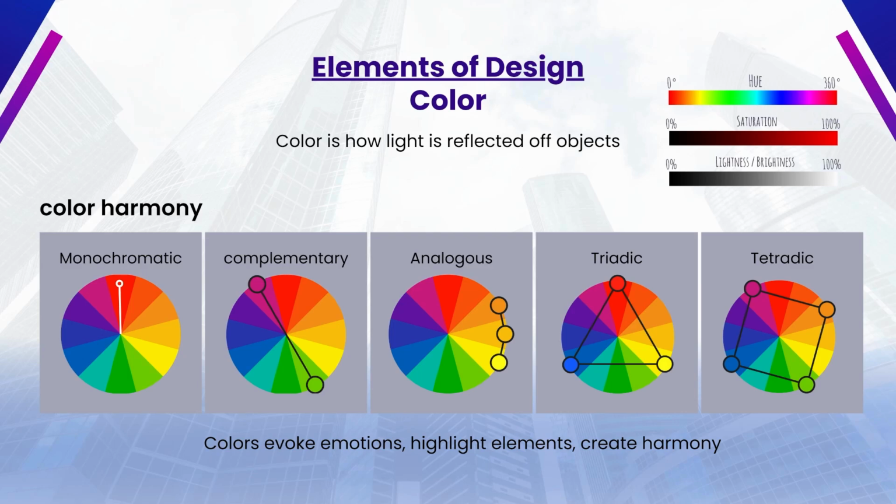Element of design: color. Color is how light is reflected off objects. Your color really matters in design. You see that in this design we have a consistency of color combination, the gradient color style. When you are designing, most people say to use a maximum of two or three colors, and a maximum of two or three fonts. We'll still get to that.